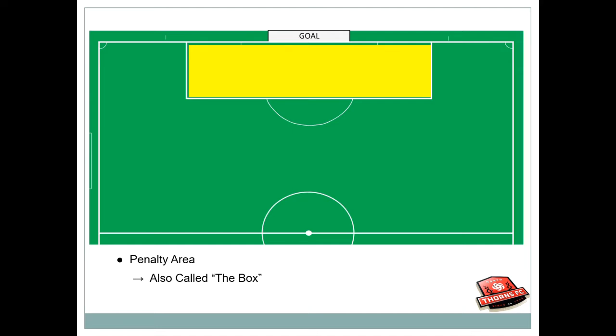One, the only reason why the penalty arc exists is to identify a 10-yard radius around the spot kick location. If a foul occurs in the penalty arc, it does not result in a penalty kick. The second thing I want to point out is the penalty area itself.